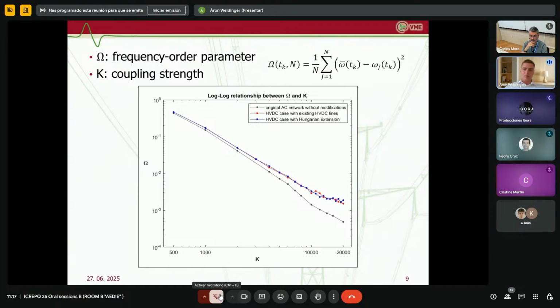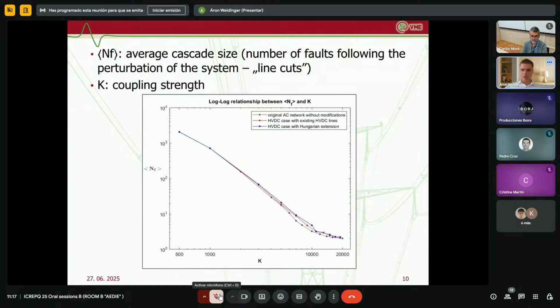The second figure shows the lambda frequency parameter, which measures how closely the average frequency at each node follows the system-wide average. And again, K is on the x-axis. The trends are similar here as well. HVDC doesn't drastically change synchronization, but slightly ruins frequency cohesion with somewhat bigger frequency deviations. And this shows us a drawback of the non-adaptive modeling approach that we were using.